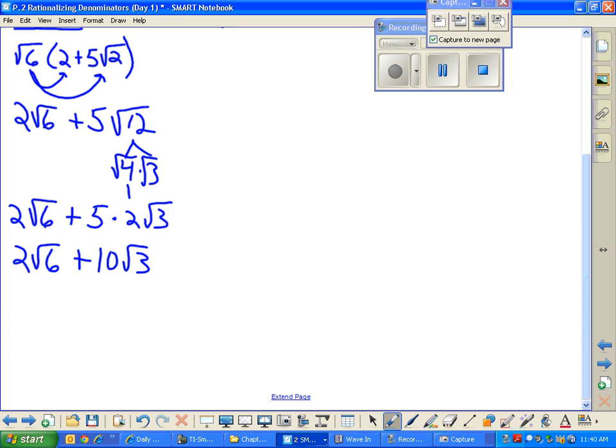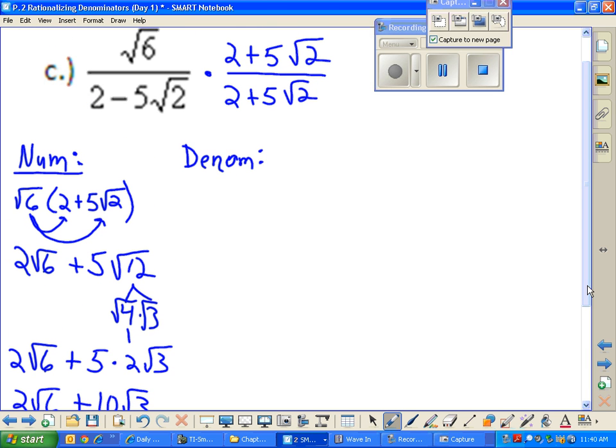Those are done. Anybody have any questions on how I simplified the numerator? Or how I expanded the numerator, rather? All good? Right. Nice. Now I got to work out the denominator, right? It's always a FOIL problem. Well, when there's terms in your denominator. It wasn't a FOIL problem last night, was it?